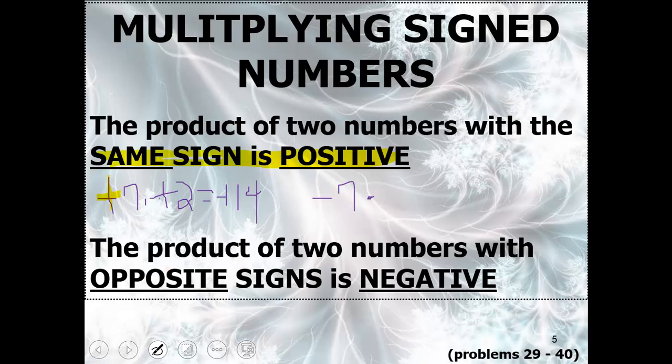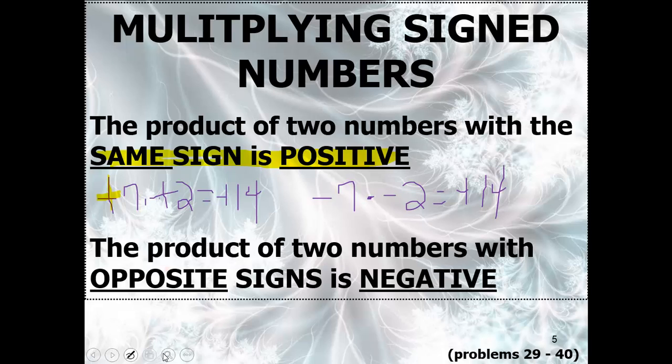Negative 7 times negative 2 is equal to a positive 14. As long as the two numbers have the exact same sign, your answer is going to be positive. The product of two numbers with opposite signs is always negative. Always negative. All right?